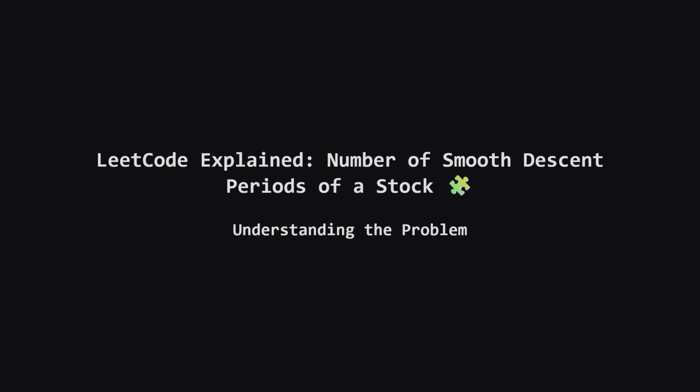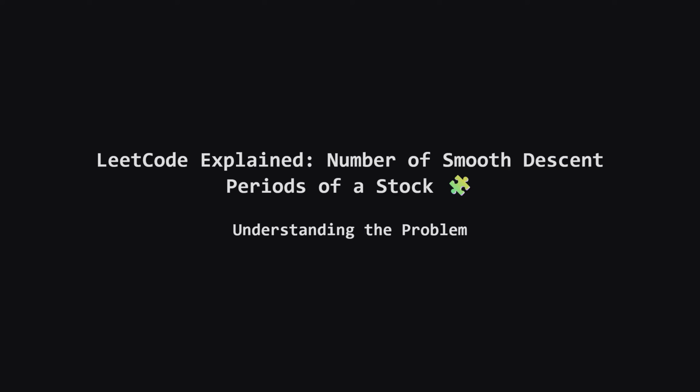Today we're tackling a medium-level problem called number of smooth descent periods of a stock. It sounds a bit like finance, but don't worry, it's really just about finding patterns in a list of numbers. The core of this problem is efficiently counting subarrays that follow a specific rule. We'll break it down step by step, starting with the logic and then moving to the code.